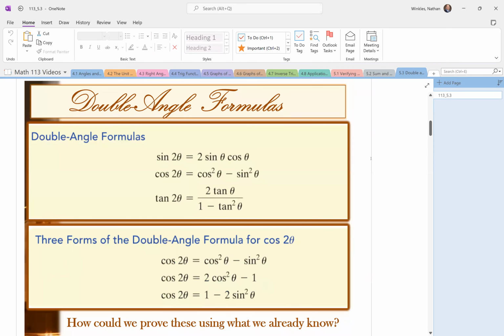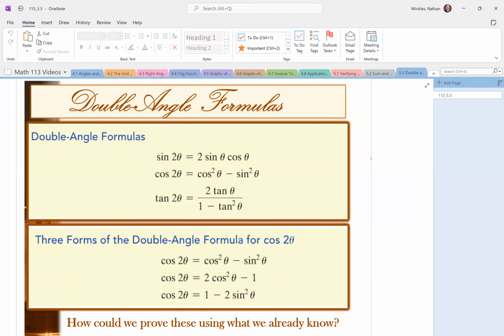So for our rules that we're going to look at, for our double angle formulas, we got sine of 2 theta is equal to 2 sine theta cosine theta. Cosine of 2 theta is equal to cosine squared theta minus sine squared theta. And this is going to be our most common form of cosine 2 theta, because if we notice down below, cosine 2 theta actually has 3 different formulas that we could use for it.